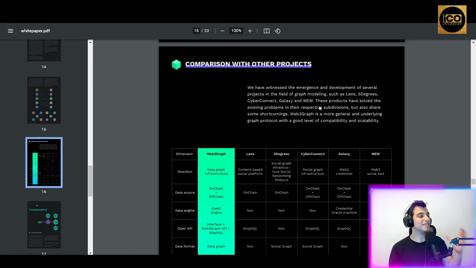Now, the main difference between Web3 Graph and other projects in this field is that these products have solved the existing problems in their respective subdivisions, but also share some shortcomings. And Web3 Graph is a more general and underlying graph protocol with a good level of compatibility and scalability, which is great.